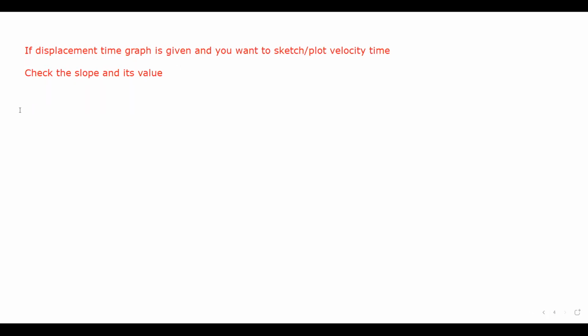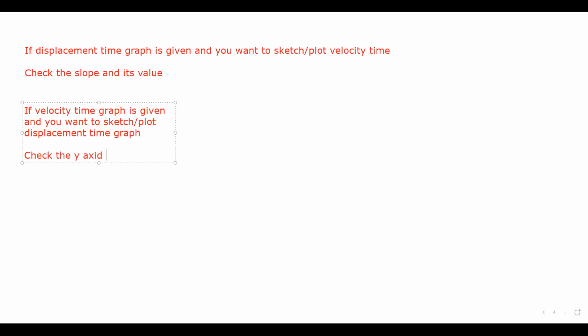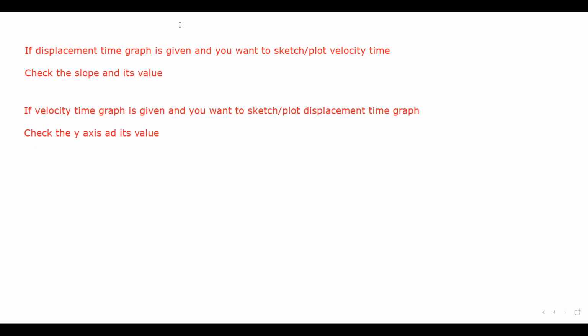But if a velocity time graph is given and you want to sketch or plot the displacement time graph, then you will check the y-axis and its value, whether it is positive or negative. Is it clear, the idea?